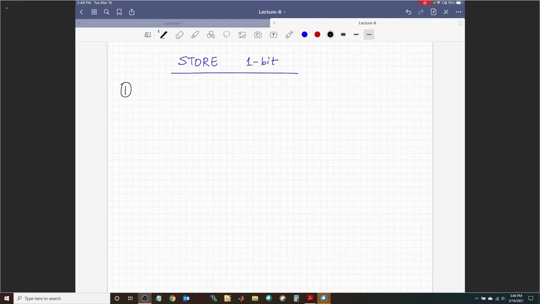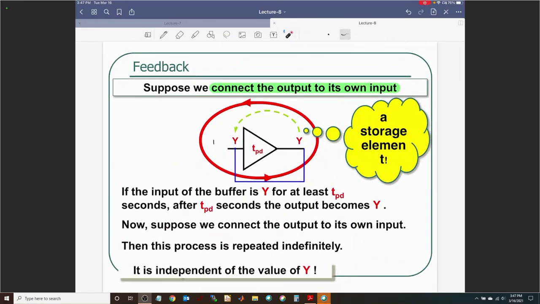But before I actually store a 0 or store a 1, I actually have to make a 0, right? So make a 0 and store it. Or my other option is make a 1 and store it. But over here, I don't have really a good way to control what is my input, when is my output changing. So I need to add more things to a simple buffer connected back to its own input. But this is sort of illustrating that this feedback could help us do this repeated indefinitely. And it's independent of the value of Y, right? So if this is 0, then it'll be 0 going through the loop, or if it is a 1, 1 is going through the loop.